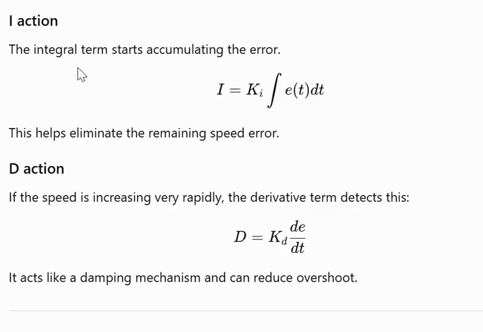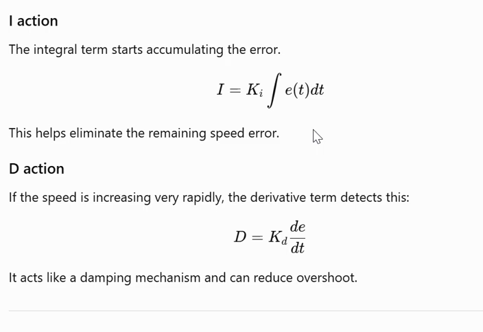So the integral controller will accumulate the error over the time. That is, I is equal to K integral E of t into dt. Some large error may be eliminated through the proportional controller, but still some error will be available. This will be eliminated through this integral action.